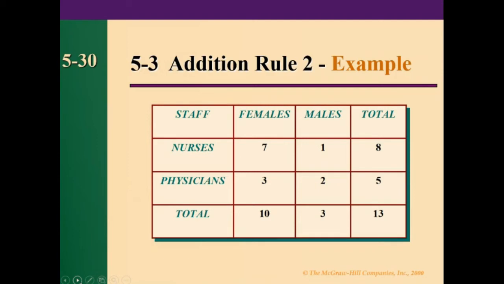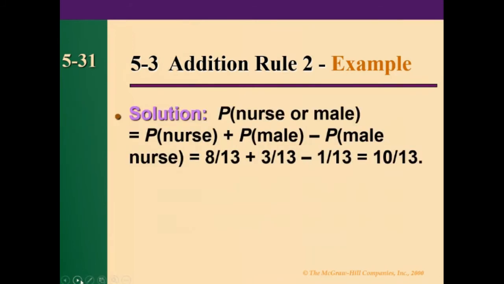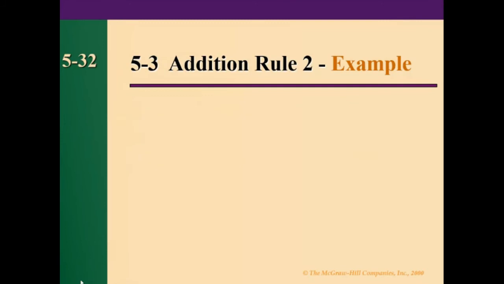So ang female na nurse ay 7, male ay 1 nurse, edi 8 nurses yon. Physicians, for female and male, 3 and 2 respectively, so 5. Okay, so meaning to say, there are 13 total staff, di ba? 10 are female and 3 are males. Okay? So, solution. So, probability of getting a nurse or male. Ayan. So 8 over 13 plus 3 over 13 minus 1 over 13 kasi meron silang intersection. So equals 10 over 13.